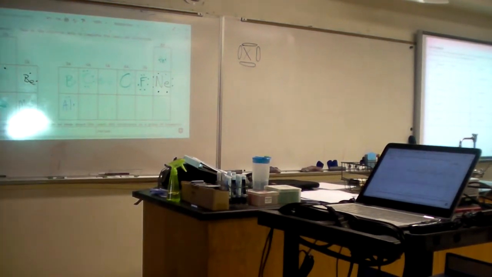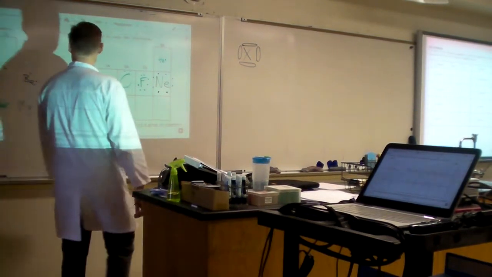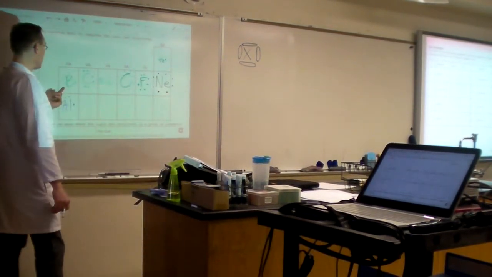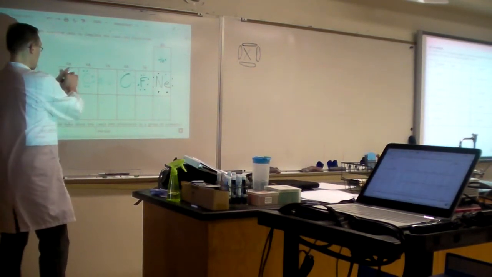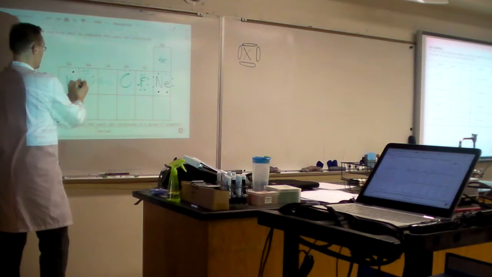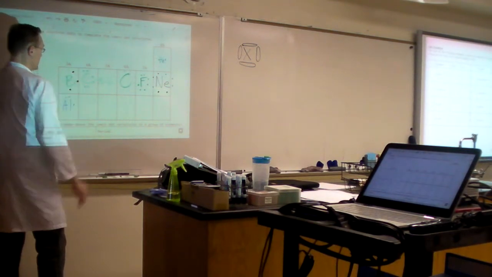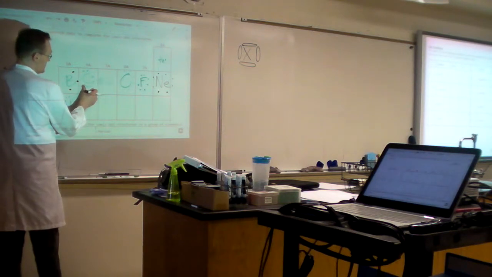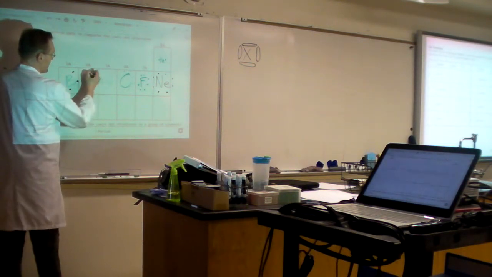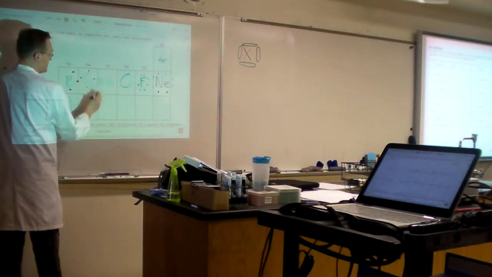Meaning that what happens when you're filling up electrons? One will go in each one first before you start to double them up. Does that make sense? So for boron, how many dots should it have? It should have 3, but where should the dots go? Top, side, and bottom. 1, 2, 3. Carbon has how many dots? 4, rather than 6. And there's going to be 1, 2, 3, 4.